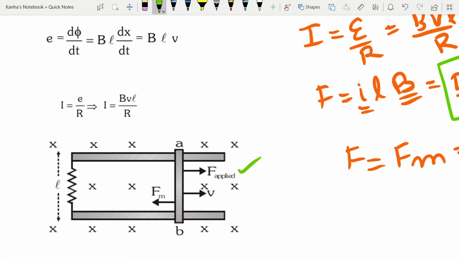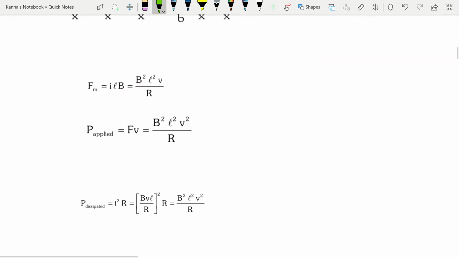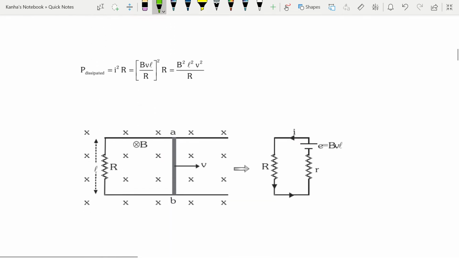So there is a force of the magnetic field on the conductor, and in order to keep it moving, you need to apply a force F there. And in this figure that I have shown you, I can easily replace the moving rod by a battery of EMF BVL. So I can easily change this to this quantity.